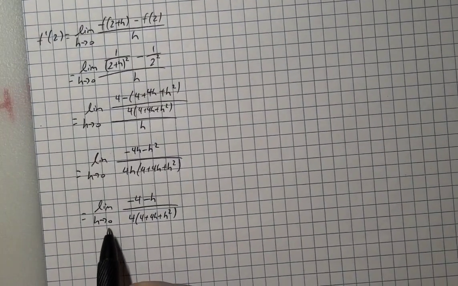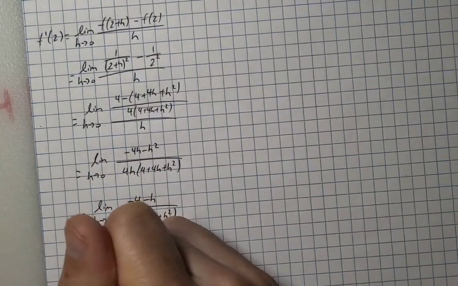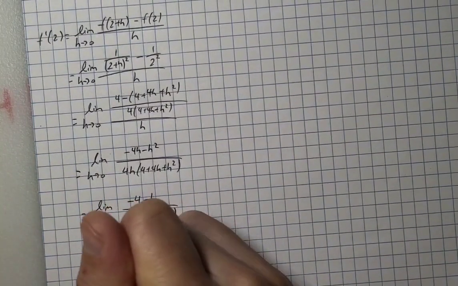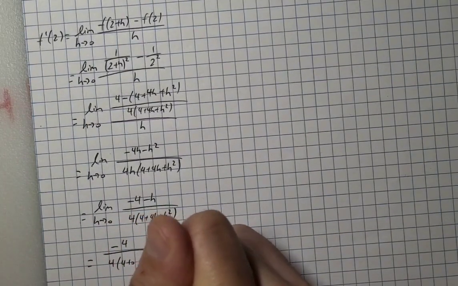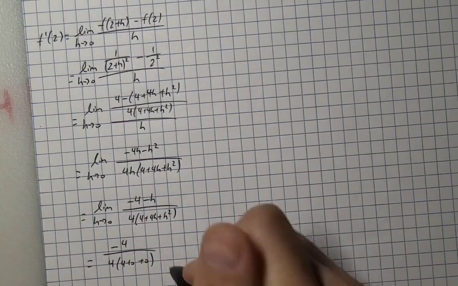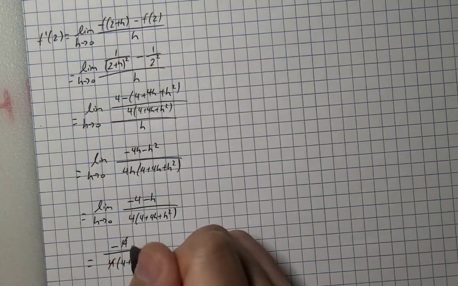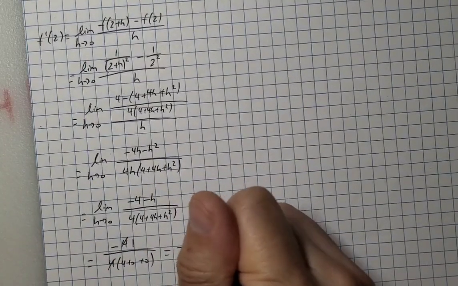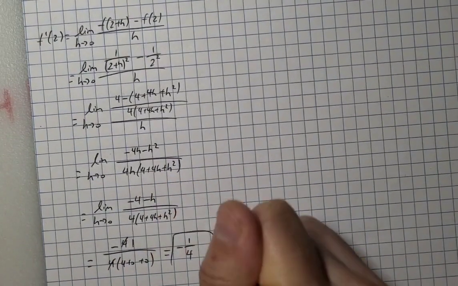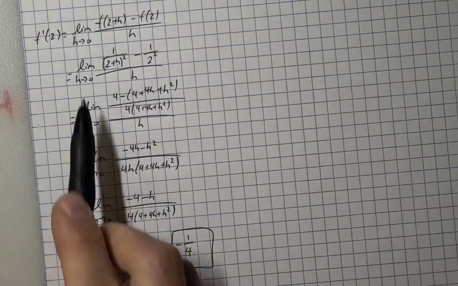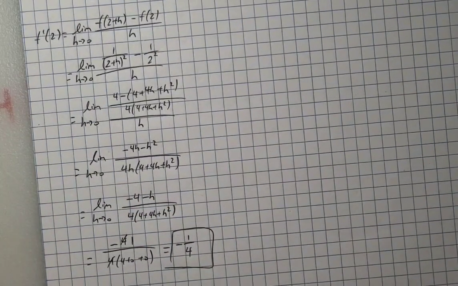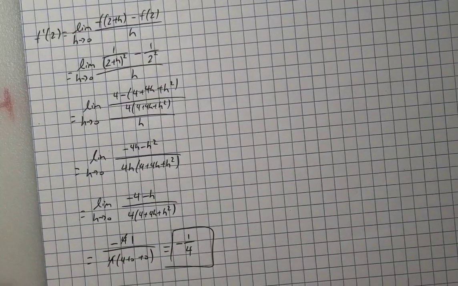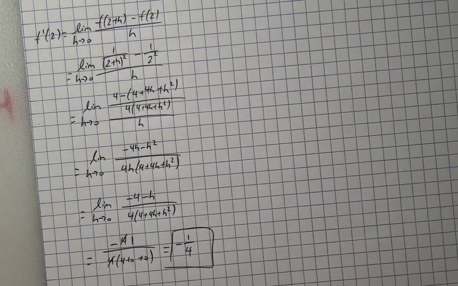Now what happens if I plug in h as 0? Let's try. It'll be minus 4 over 4 times 4 plus 0 plus 0. Okay? This would cancel, so I have a 1 on top, so I get minus 1 over 4, and that's my answer. Notice my notation as well. I did not drop the limit sign until I plugged in h as 0. That's how we do it. Okay, so I got minus 1/4 over here.